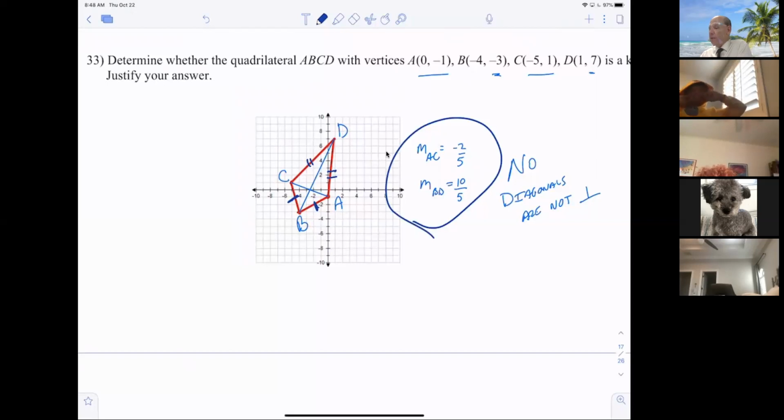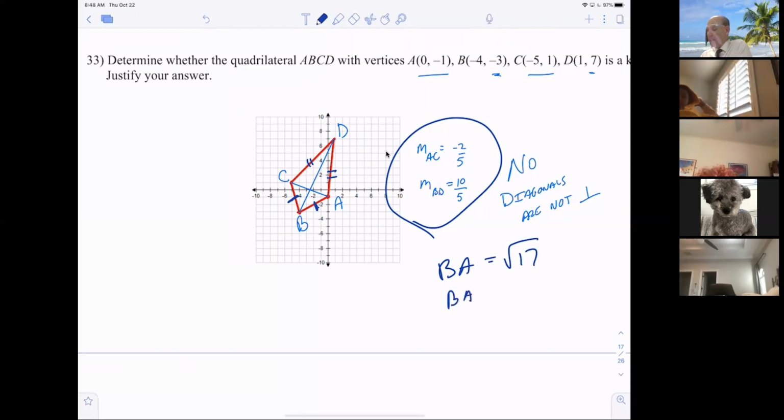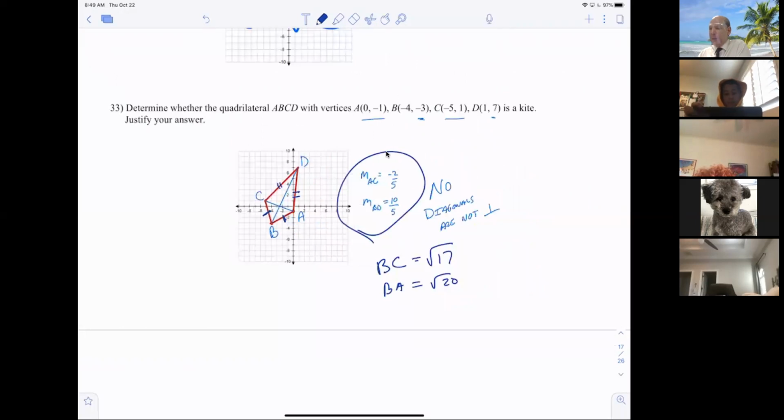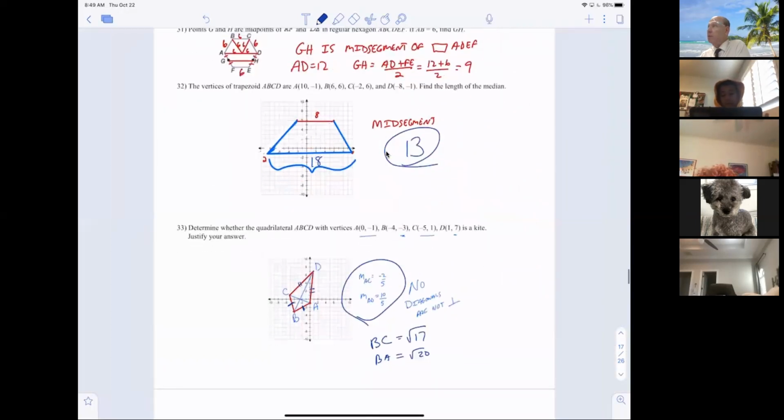You agree with that? So there's lots of ways to do that one. I think when I did it, I just did the slopes of the diagonals. But you could say that BA is equal to, what is that, 1, 2, 3, 4, square root of 17, I think. And that BA is 1, 2, 3, 4, 16, 20. Uh-oh, BA is the square root of 20 and BC is the square root of 17. So right off the bat, you know it's not a kite. Good? All right, I'm pretty happy with that. Nobody else?